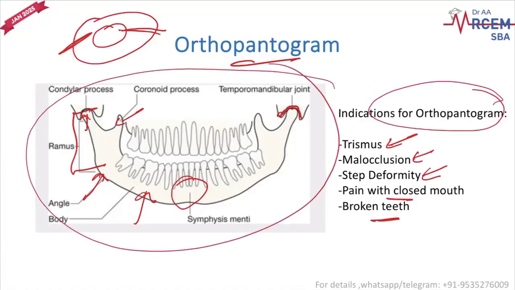Remember the structures. It is important. Wherever the fracture line is present, that is the fracture you need to name. For example, if the fracture line is present here, it is the condylar process fracture. If the fracture line is present here, it is a coronoid process fracture.